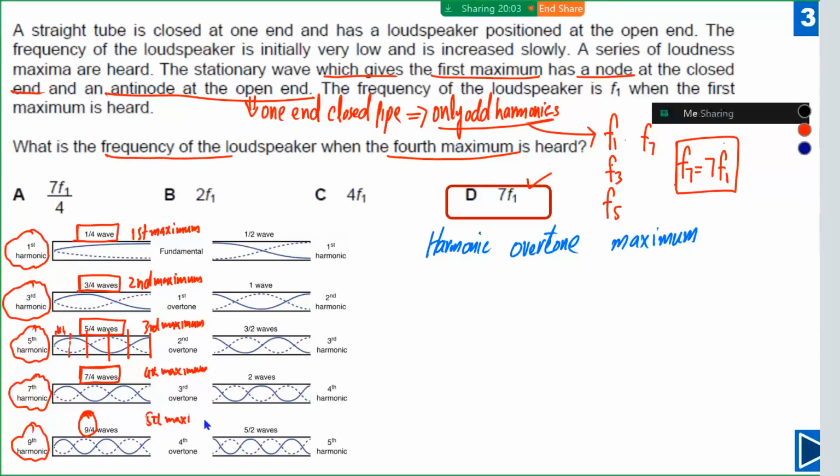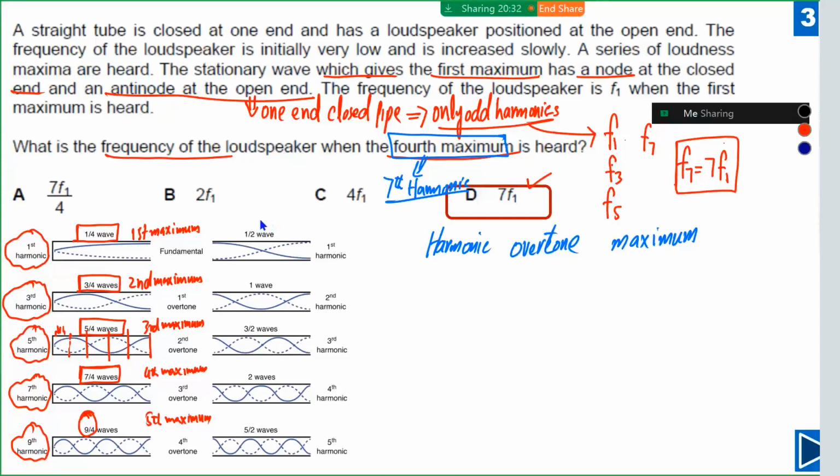So you need to understand the difference between maximum and harmonics. In the question, it is given to you that this is the fourth maximum. Fourth maximum simply means that this is the seventh harmonic for a one end closed pipe. So if it is the seventh harmonic, it means F7 is 7 times F1, and you can figure out the answer.